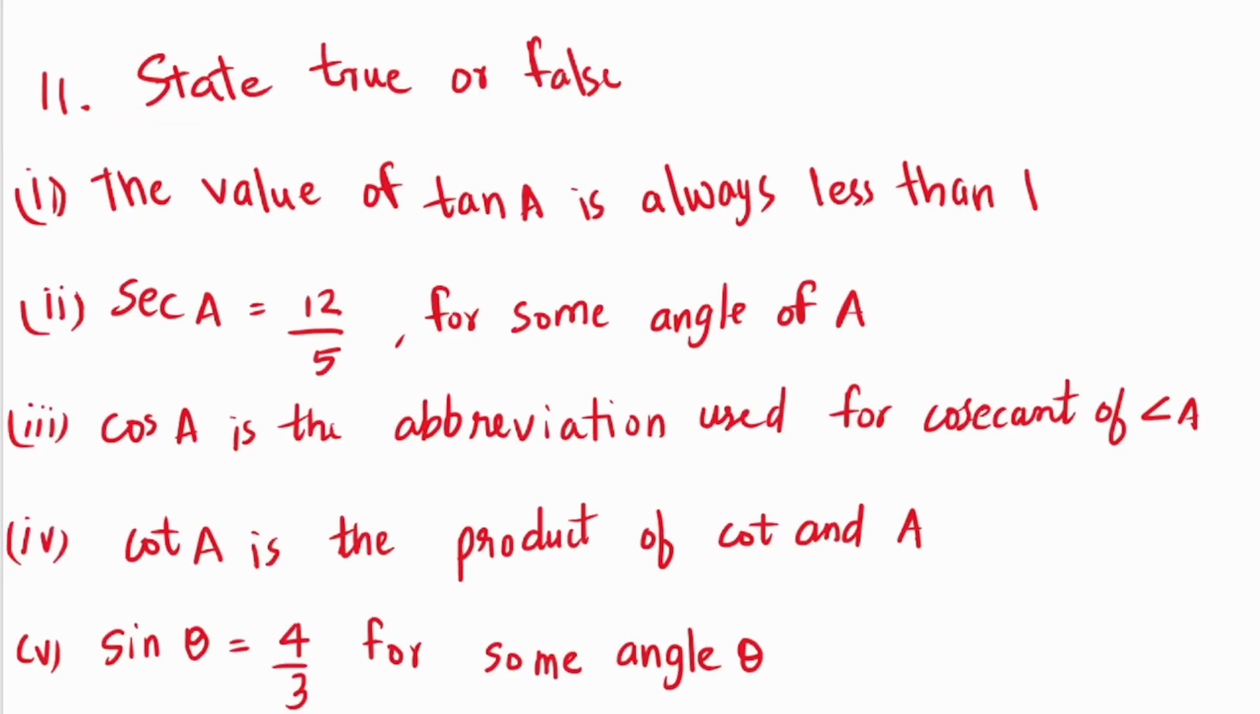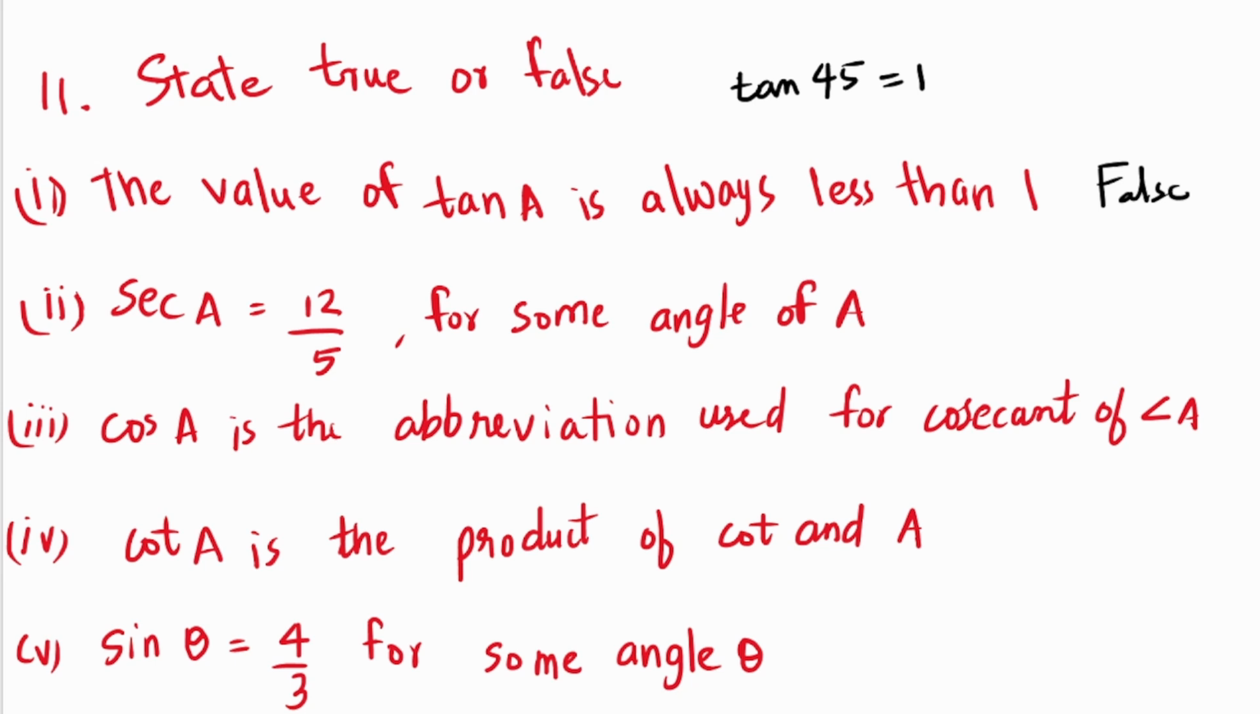Question number 11. State true or false. The value of tan A is always less than 1. The answer is false. If you ask me why, it's because in the next exercise you will learn the values of tan 45, tan 60 and all in the next part of the video. But as of now, just understand that tan 45's value is 1.